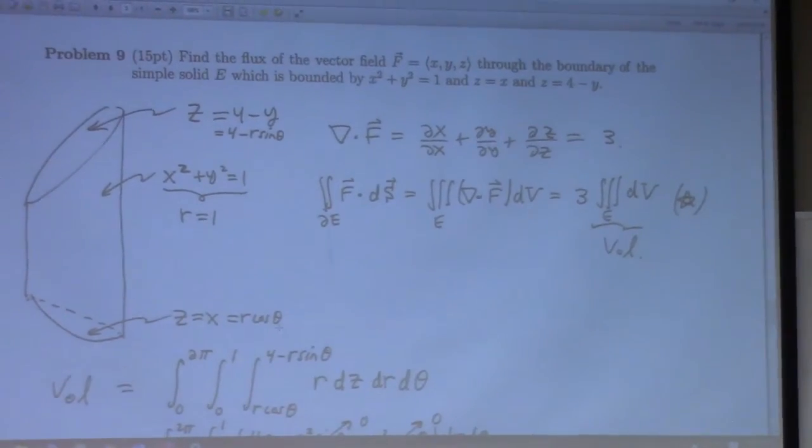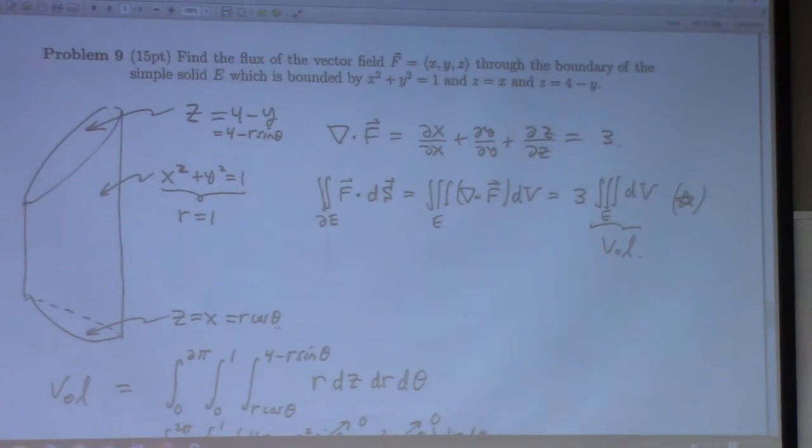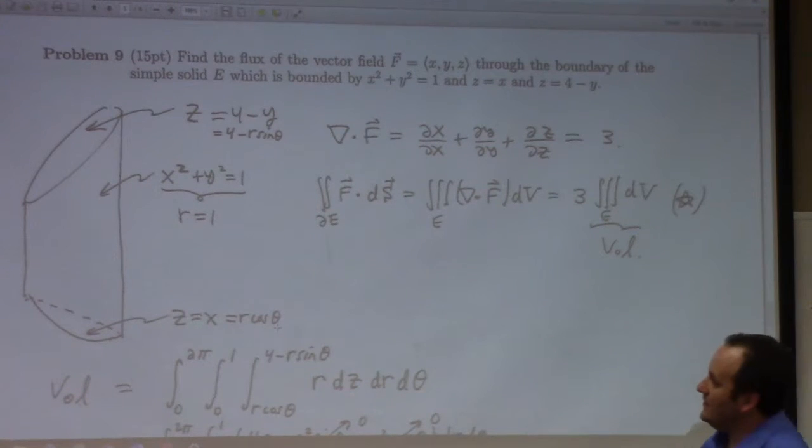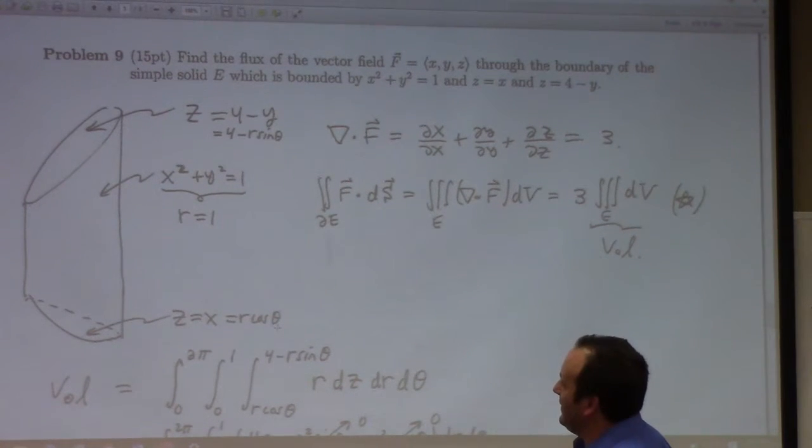Find the flux of the vector field F through the boundary of the simple solid E, which is bounded by x squared plus y squared equals 1, z equals x, and z equals 4 minus y. Usually students have a lot of trouble with this problem for some reason. I'm not actually sure why. I don't think it's that bad. But anyway, if you found this problem challenging, you have lots of good company in previous years.